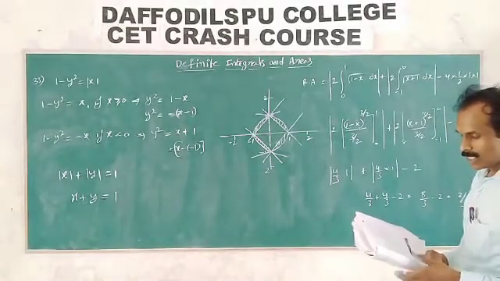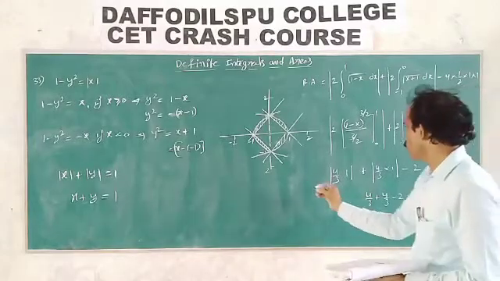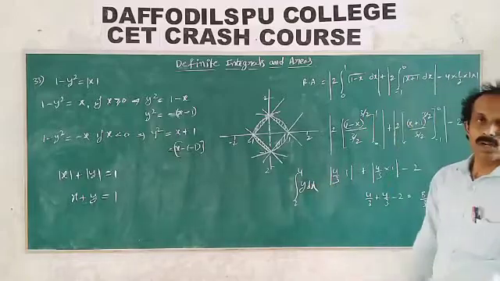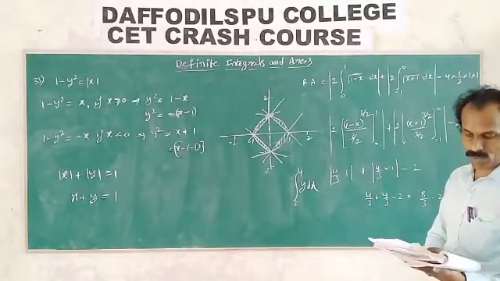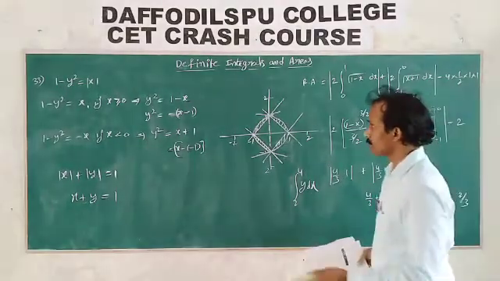Right. Next one, 34, directly x is equal to 2 to 4. 34, from 2 to 4 y dx. The y value is given already by the curve. Right. Next one, 35.